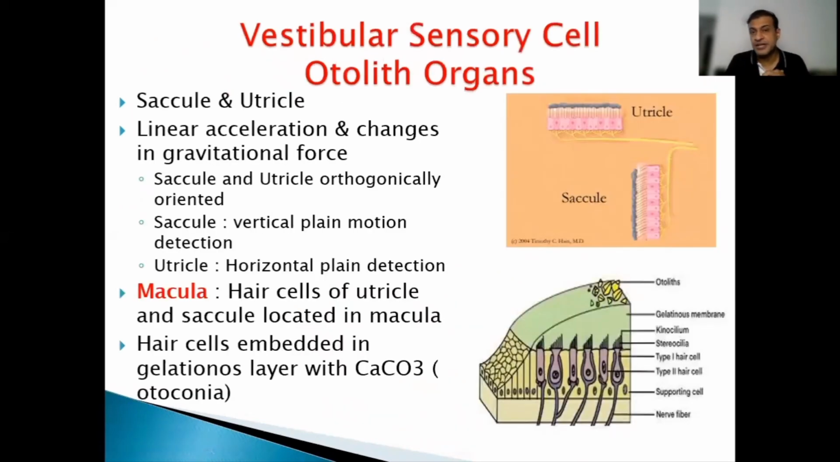So we also have to understand the sensory organs, mainly the otolith and the semicircular canals. The otolith consists of the utricle and the saccule, which detect the linear or translational movement, and the saccule and the utricle are orthogonally or perpendicularly located. The saccule is located in the vertical plane and the utricle is located in the horizontal plane, and the receptor is called the macula. The hair cells are present in the macula, and the tip of the hair cell is present in a gelatinous structure which contains calcium carbonate crystals, CaCO3, which is called otoconia or otolith.